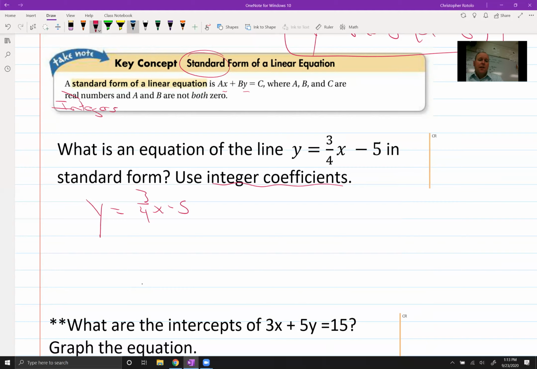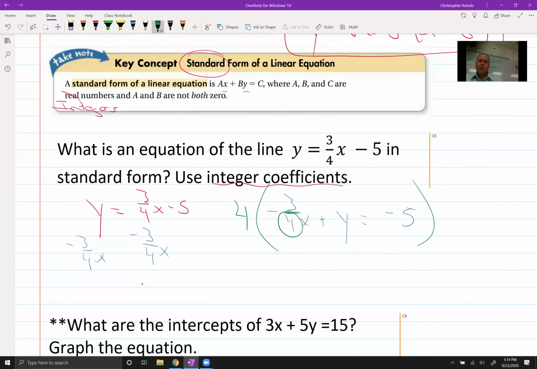First idea is that I need x and y on the same side. So there it goes. I'm going to get rid of 3/4 x. These are unlike terms. So here's what I have. -3/4 x plus y equals -5. x and y are on the same side, but I have this problem, right? I have a denominator. So whatever that problem is, that's what we're going to use to fix it.